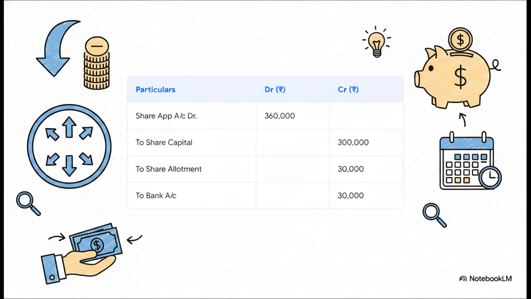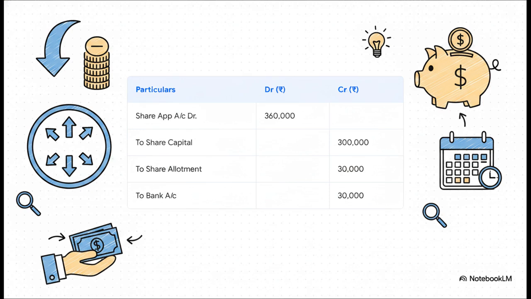Let's be very patient and break this down line by line. First, we debit the share application account by the full 360,000 rupees to close it out entirely. Now, where does it go? First stop, share capital. But remember this golden rule. Share capital mein hamisha sirf face value jati hai for the actual shares issued. So, 10,000 actual shares times 30 rupees is 300,000 rupees.